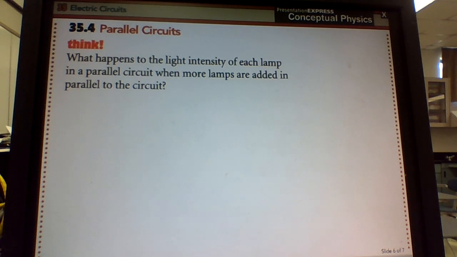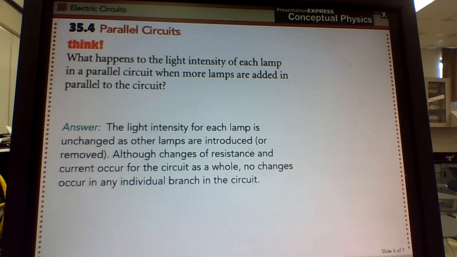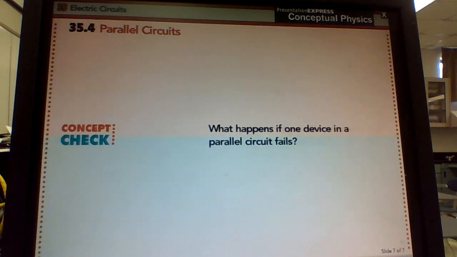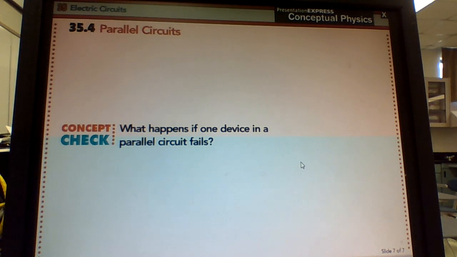And so what happens to the light intensity of each lamp in a parallel circuit when more lamps are added into that parallel circuit? Lamp intensity stays the same because each branch is going to get the same voltage passing through it. So what happens if one device in a parallel circuit fails? As long as the others are operational, they're still going to work. So that's the first half of the notes.